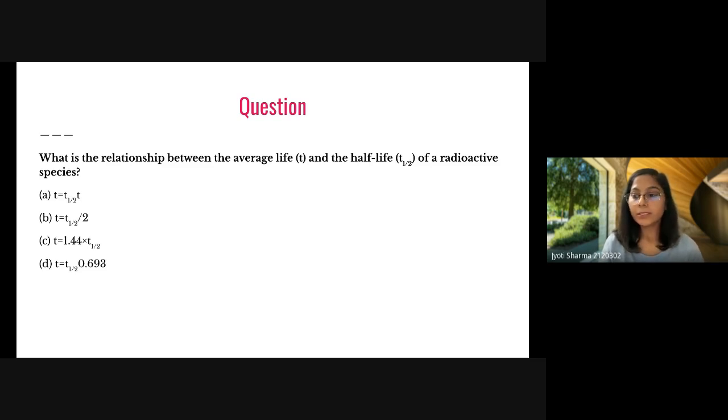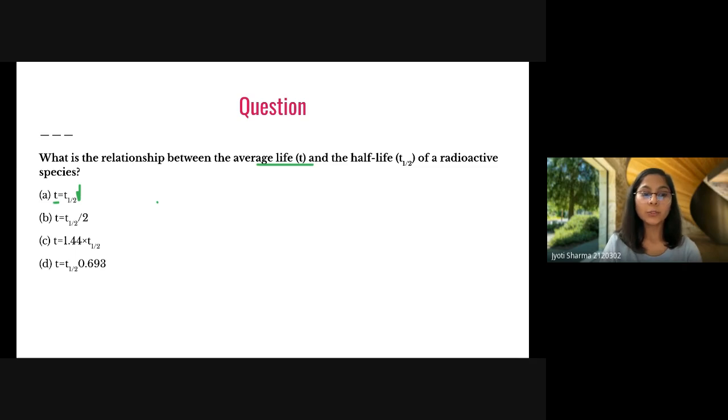Okay, the next question is, what is the relationship between the average life and the half life of the radioactive species? So we have four options. T, here T is nothing but average time. So average time is equal to half life. So this will not be an option. Then T is equal to half life upon 2.